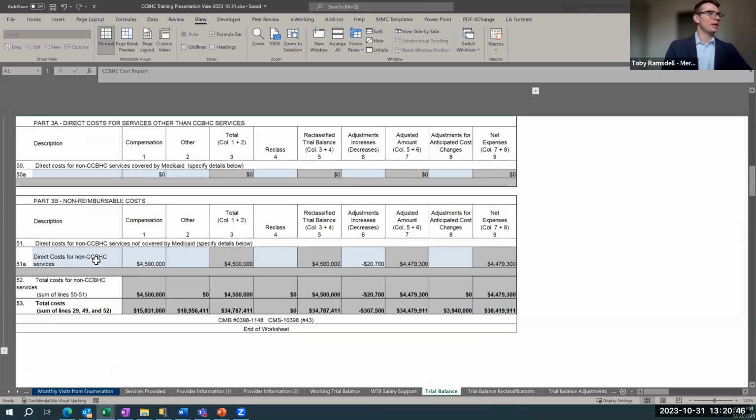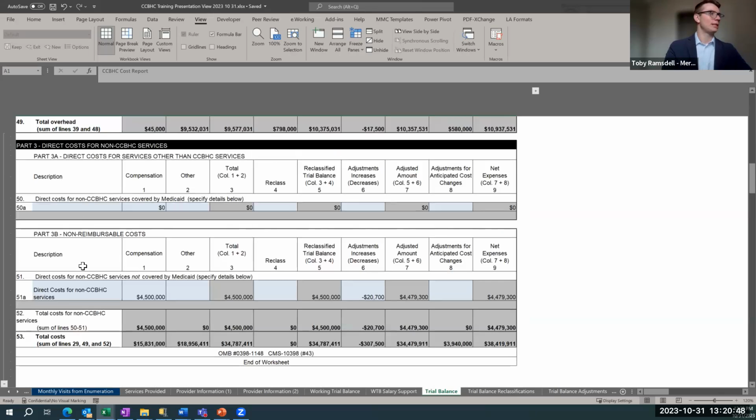Finally, line 51A. Really, lines 50 and 51A are important here, but direct non-CCBHC services can be reported in line 50. I've actually classified that as line 51A here. Regardless, it won't affect the PPS calculation. So just know that all your costs other than CCBHC and indirect costs, all your costs for other services, are reported in this part 3.